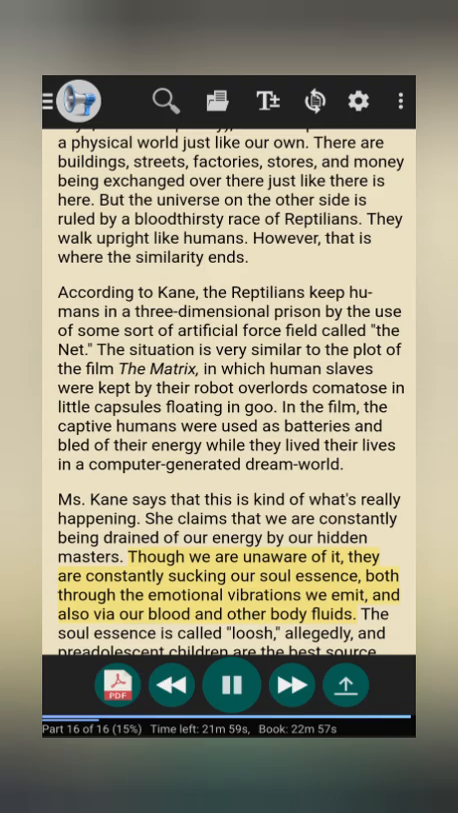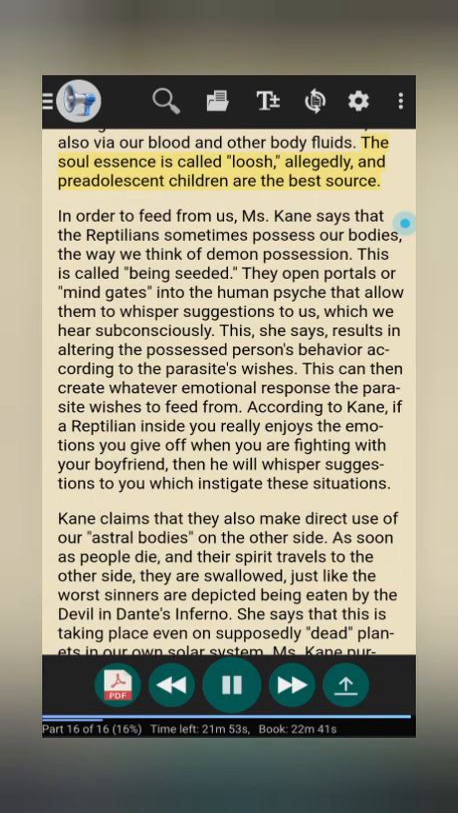Though we are unaware of it, they are constantly sucking our soul essence, both through the emotional vibrations we emit and also via our blood and other body fluids. The soul essence is called loosh, allegedly, and pre-adolescent children are the best source. In order to feed from us, Ms. Kane says that the reptilians sometimes possess our bodies, the way we think of demon possession. This is called being seeded.